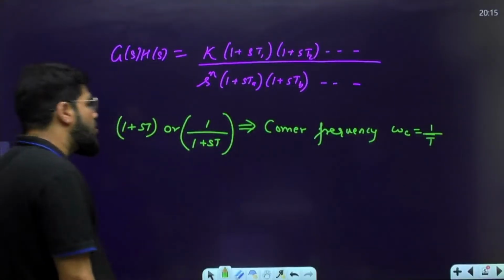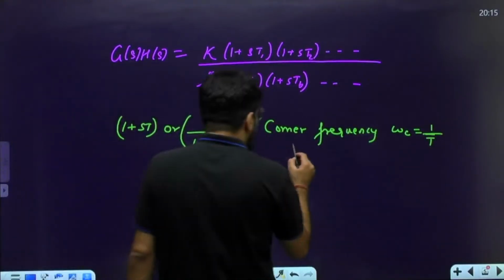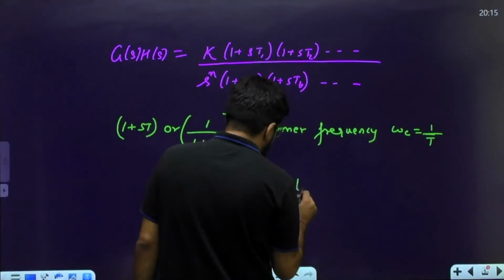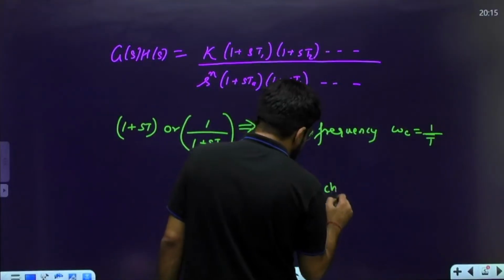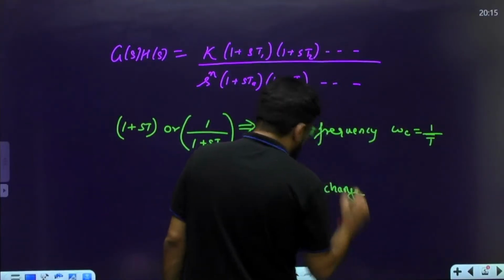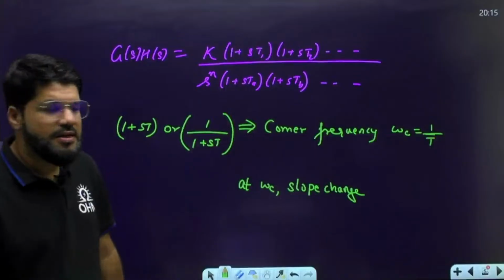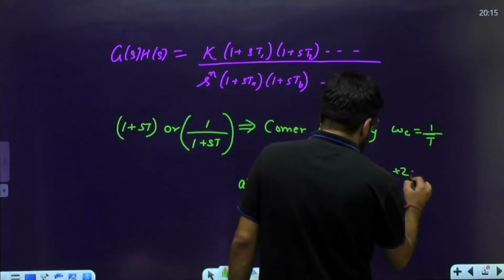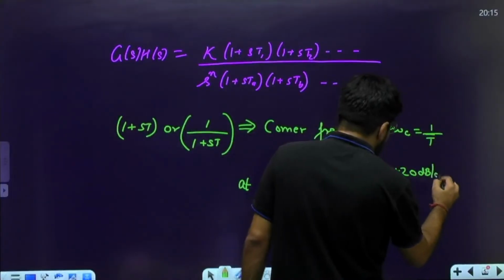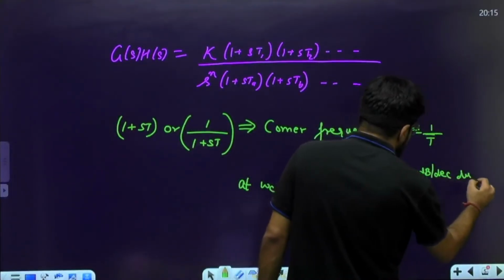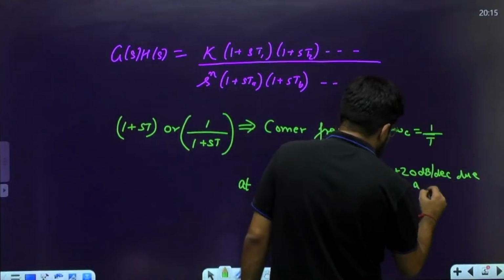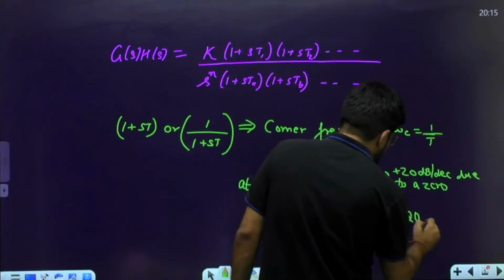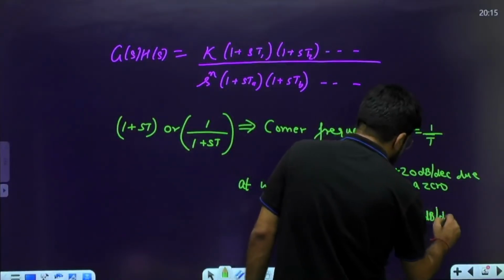Now, what happens at the corner frequency? In the Bode plot, a slope change occurs. How much slope change occurs? The slope change will be plus 20 decibels per decade due to a single zero term, and the slope change will be minus 20 decibels per decade.